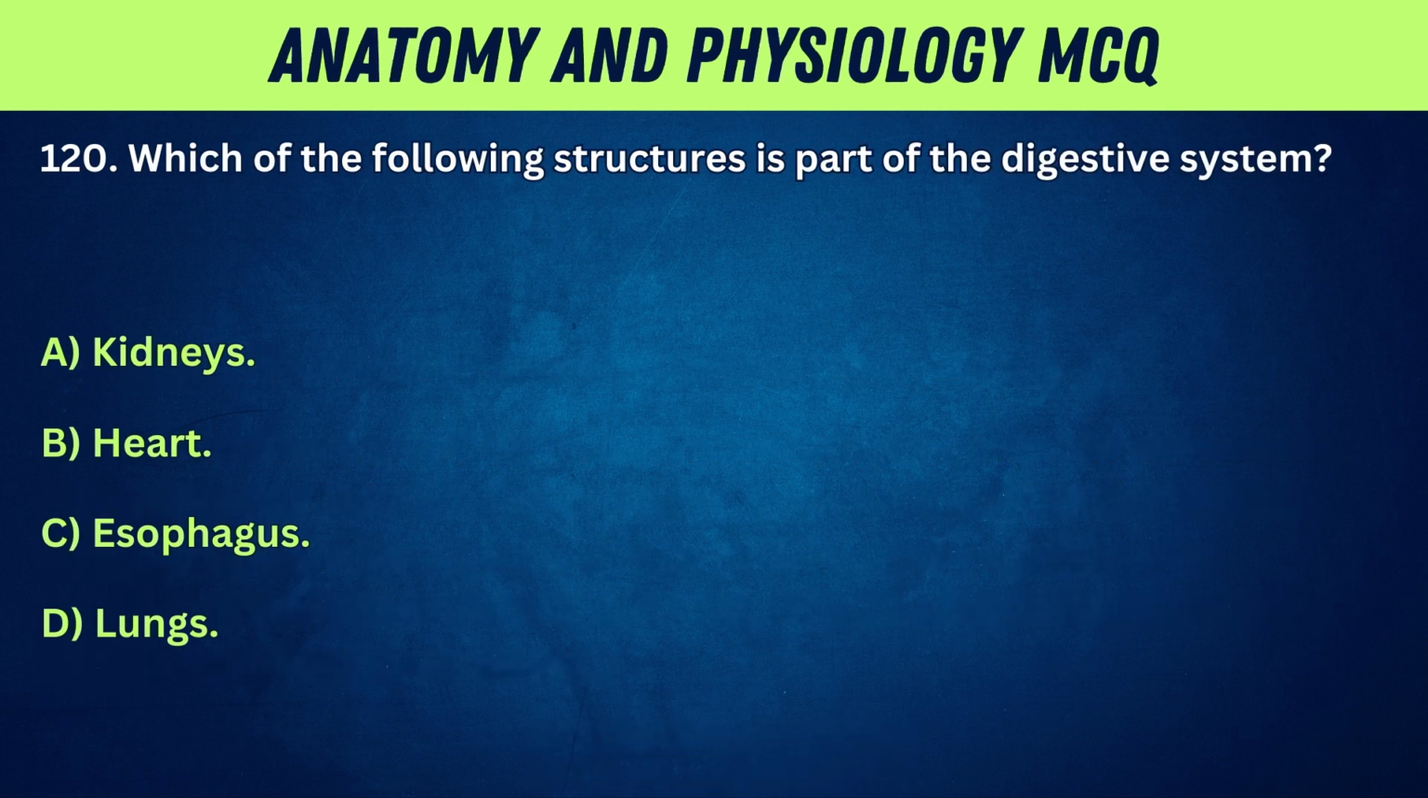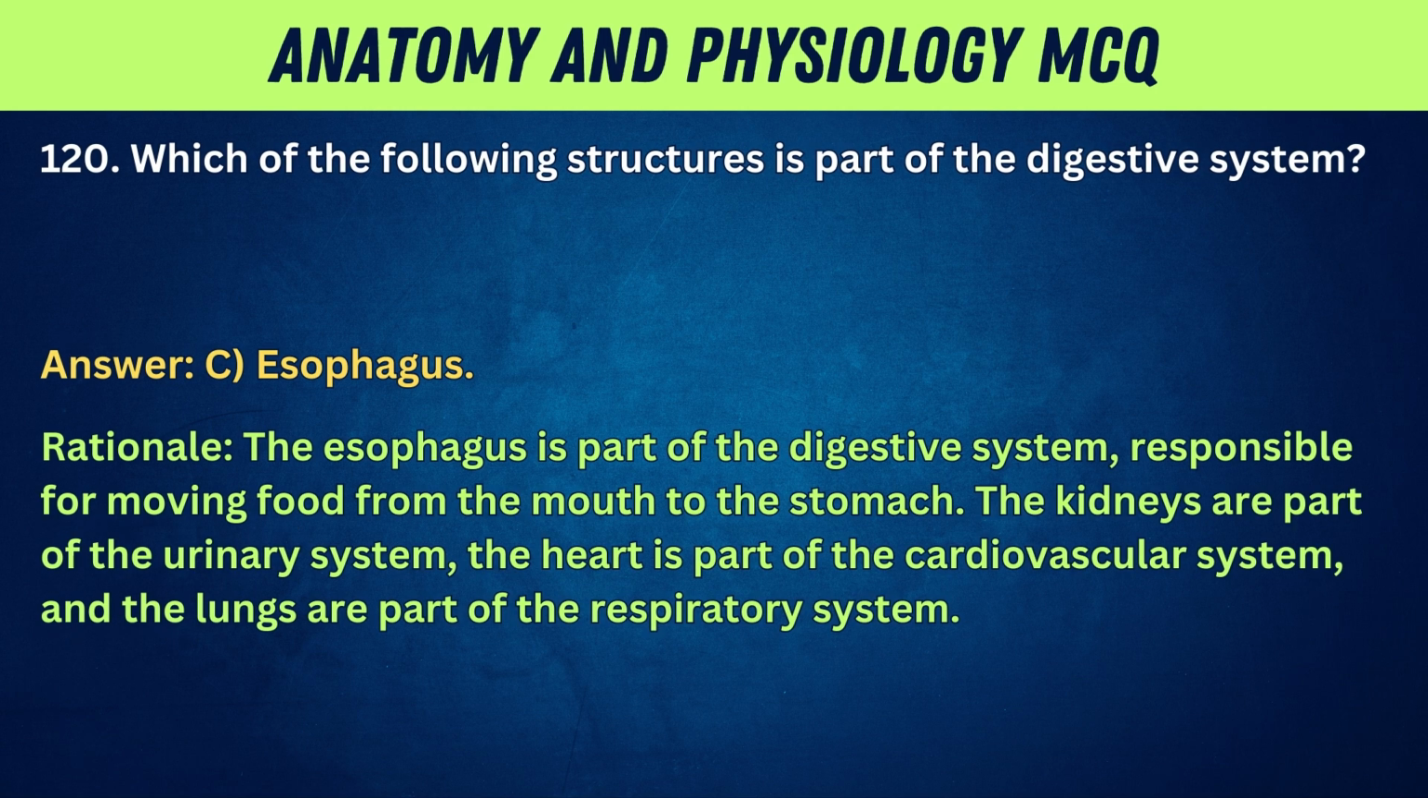120. Which of the following structures is part of the digestive system? A. Kidneys. B. Heart. C. Esophagus. D. Lungs. Answer: C. Esophagus. Rationale: the esophagus is part of the digestive system, responsible for moving food from the mouth to the stomach. The kidneys are part of the urinary system. The heart is part of the cardiovascular system, and the lungs are part of the respiratory system.